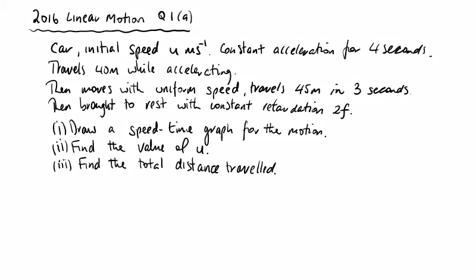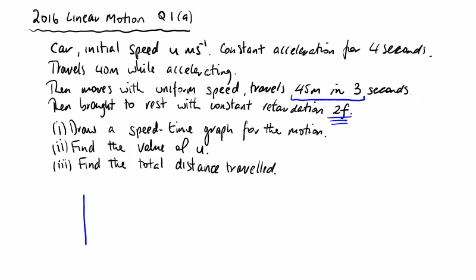2016 linear motion question 1A. A car with initial speed u meters per second, constant acceleration for 4 seconds, travels 40 meters while accelerating, then moves with uniform speed and travels 45 meters in 3 seconds. That will enable us to get v. They then brought to rest with constant retardation 2f. Draw a speed time graph for the motion.